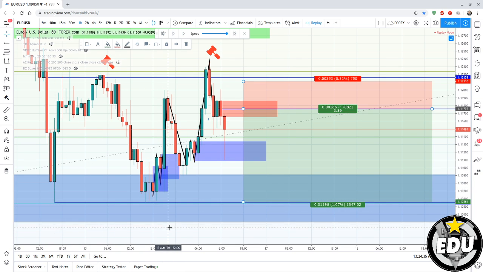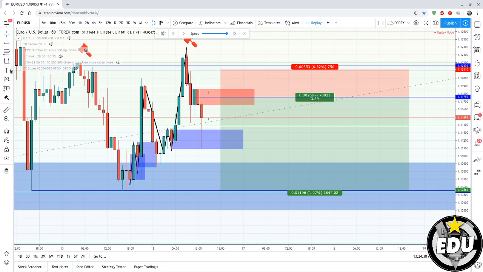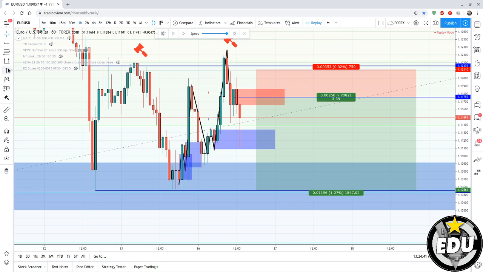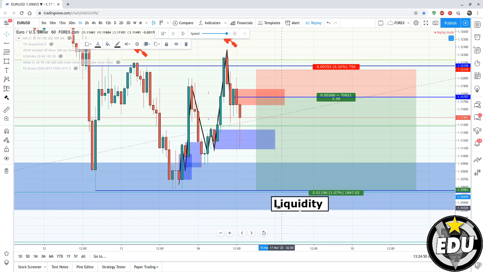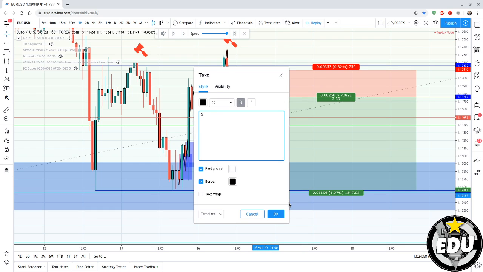These highs, those are liquidity. So here you have to imagine that there are many stops, right? Liquidity, many stops are here, right? I can write stops.